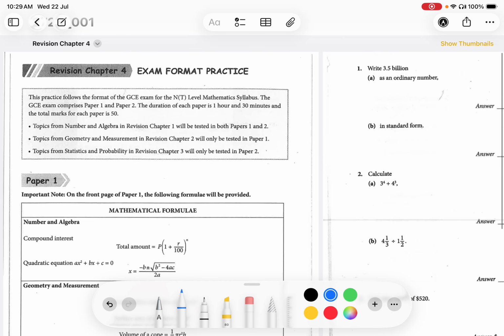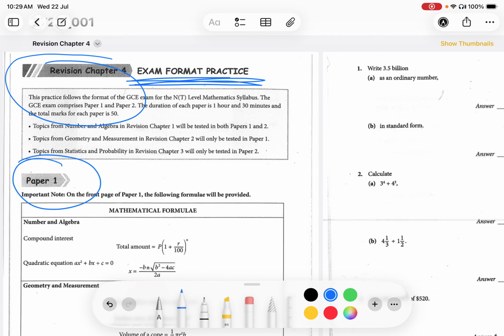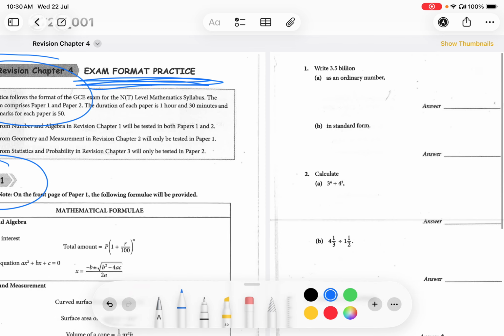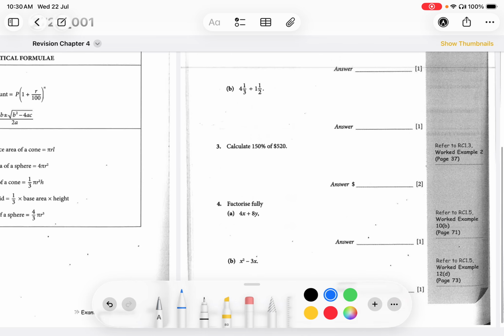Okay, let's go through the workbook revision chapter 4, paper 1. This is from the workbook 4B. In case you never do it, you can watch this video and do it together, or you can just do it first and then go through this, and use this video to check your answer and see if you're correct or not.